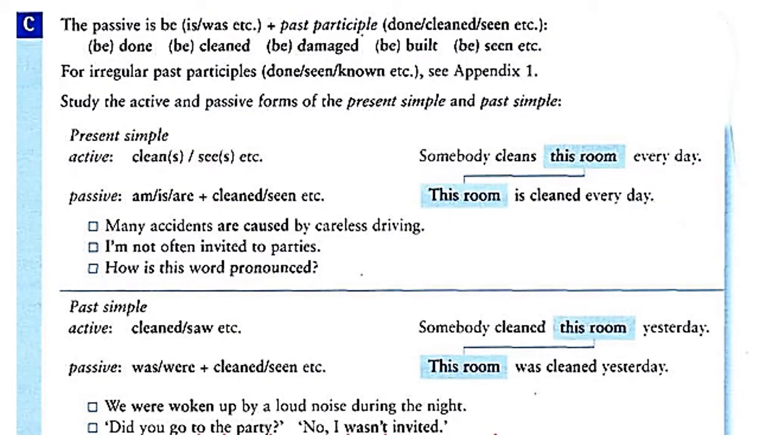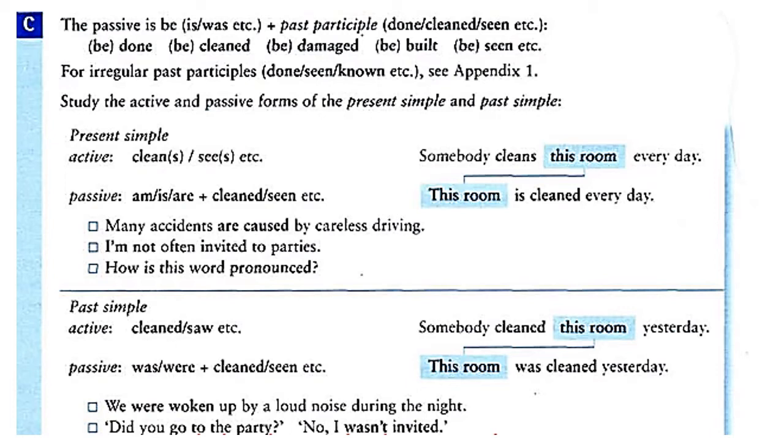The passive here is be, like is, was, are, and so on, plus past participle: done, cleaned, seen, eaten, drunk, and so on. We have here be done, be cleaned, be damaged, be built, be seen, etc. For irregular past participles, done, seen, and so on, see Appendix 1 at the end of the book.